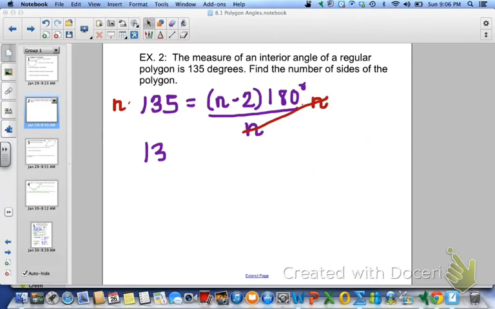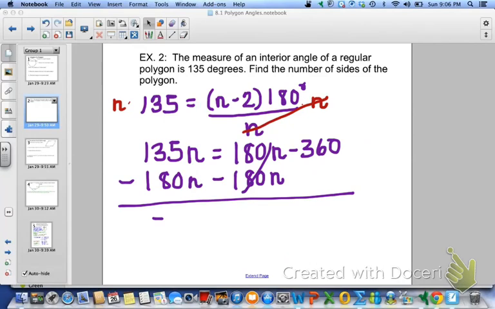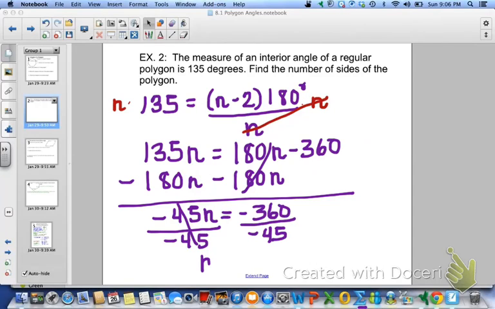So now I'm going to have 135n equals, distribute your 180, 180n minus 360. Go ahead and get your like terms together. So I'm going to subtract 180n from both sides. Now I'm going to get negative 45n equals negative 360. Don't forget about that minus hanging out in front of that 360. When we divide, the two negatives shouldn't bother us because a negative divided by a negative is a positive. And that gives me n equals 8. That means there are 8 sides in this polygon, which means it's an octagon.